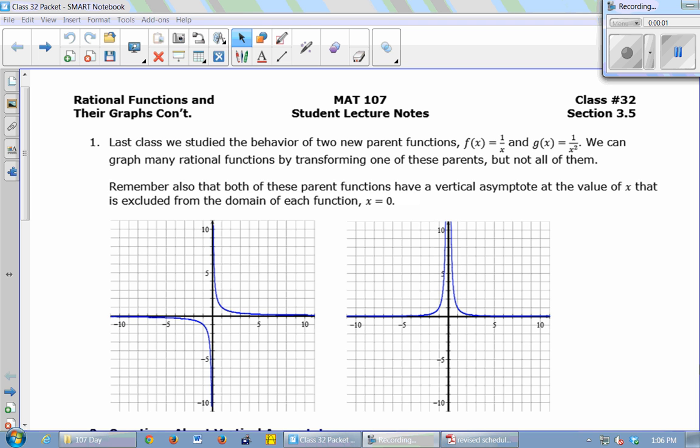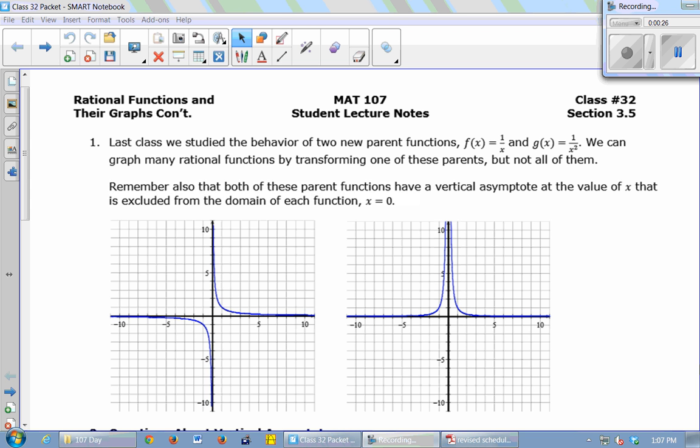Discussion of rational functions today. Last class, we studied the behavior of two new parent functions, 1 over x and 1 over x squared. And we can graph many rational functions by transforming one of those parents, shifting it around in the plane. But you can't graph every rational function that way. So today we're going to learn some more techniques for graphing rational functions.